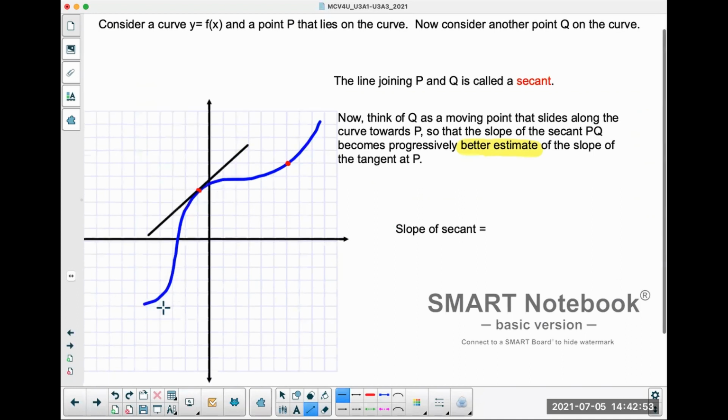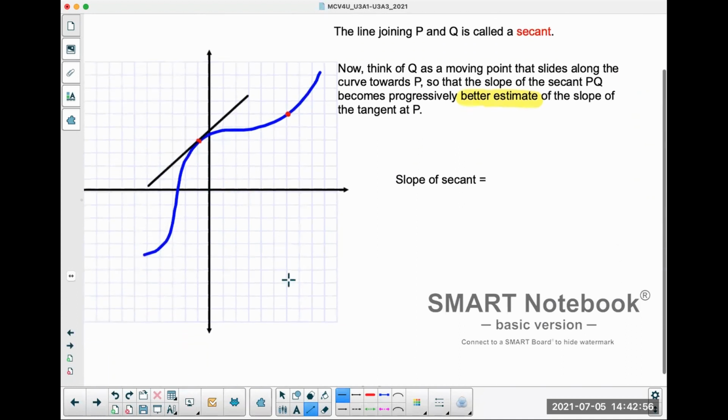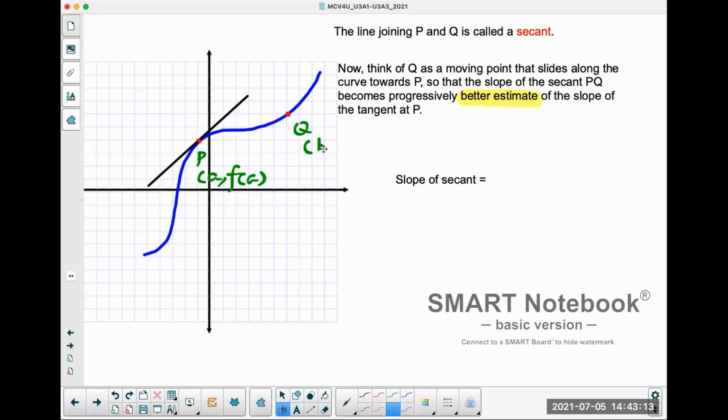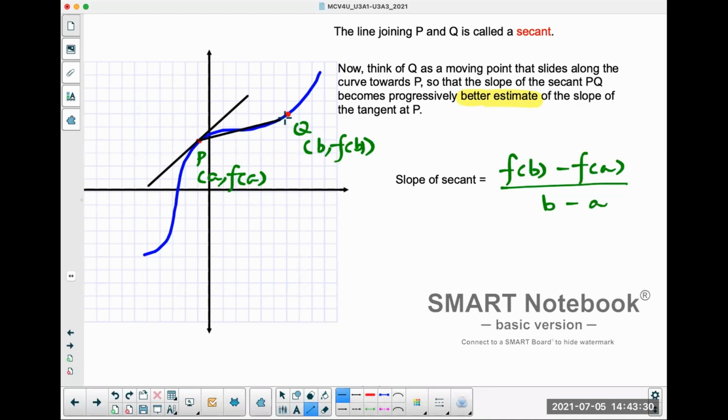But what if I go a little closer? Now, let me first of all write the slope of the secant out. If I call point P a, then the function value would be f at a. If point Q is b, then this is f at b. So the slope of secant would be f at b minus f at a over b minus a, right? Everybody's okay with that? Because that's really just the slope of a line between 2 points. That's not a problem. And this is my estimation.